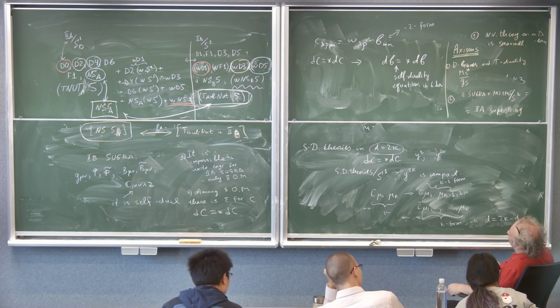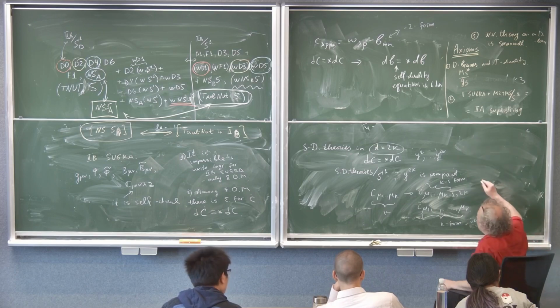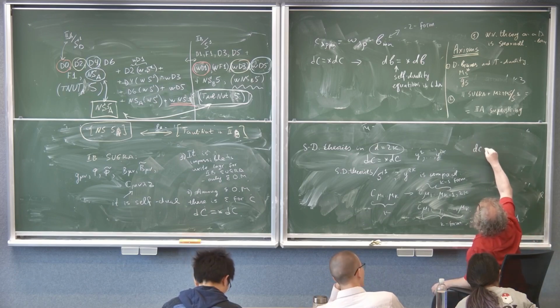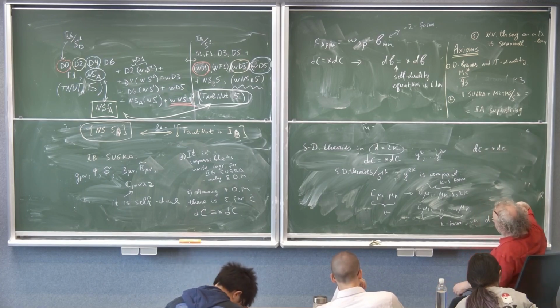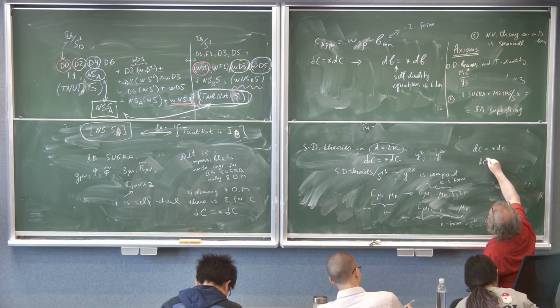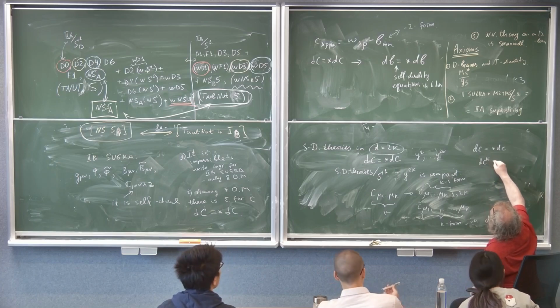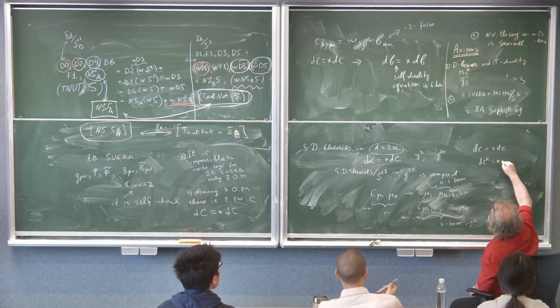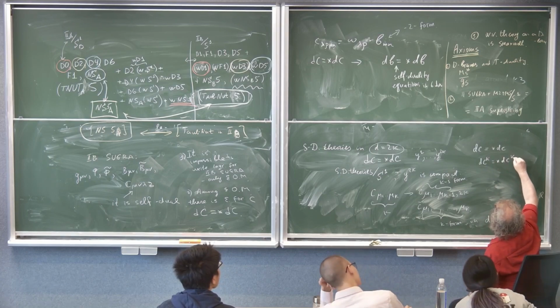And the equations of motion for the C field, dC equals star dC, lead just to dC_k equals star dC_{k minus 1}.